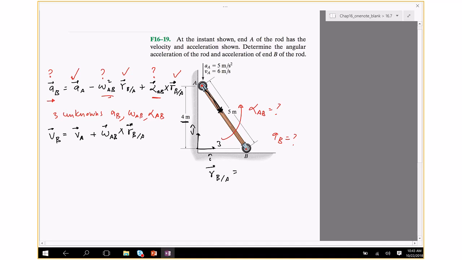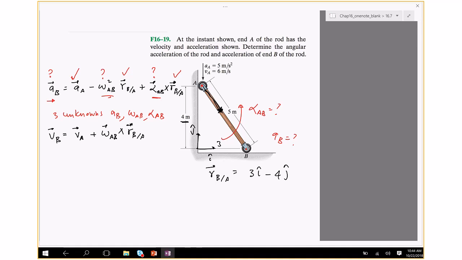If you want to find the vector from A to B, the x distance is 3. So I'll write 3i, and it is in the negative j direction, so minus 4j. The vector A to B is 3i minus 4j. So you do not have to find the angle and use the other way of finding theta. You can just use the distances given to you. Okay, so let's sub that in.